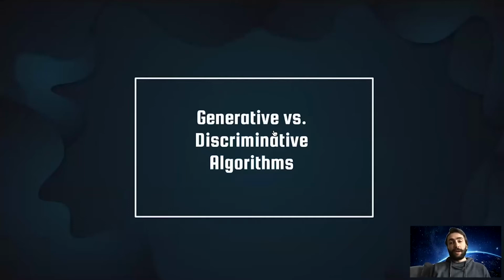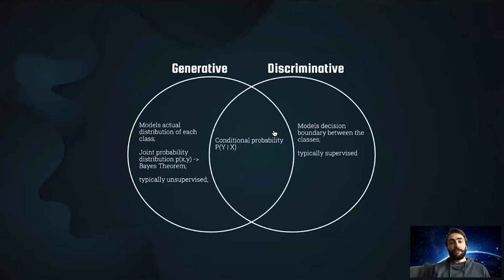Okay, to fully understand the idea and genius behind GAN, first we should discuss the difference between generative and discriminative algorithms. Generative algorithms model the actual distribution of each class, while discriminative algorithms model the decision boundary between the classes. Both try to do the same thing, learn conditional probability, but generative models learn the joint probability distribution firstly, and then use Bayes' theorem to find conditional probability.